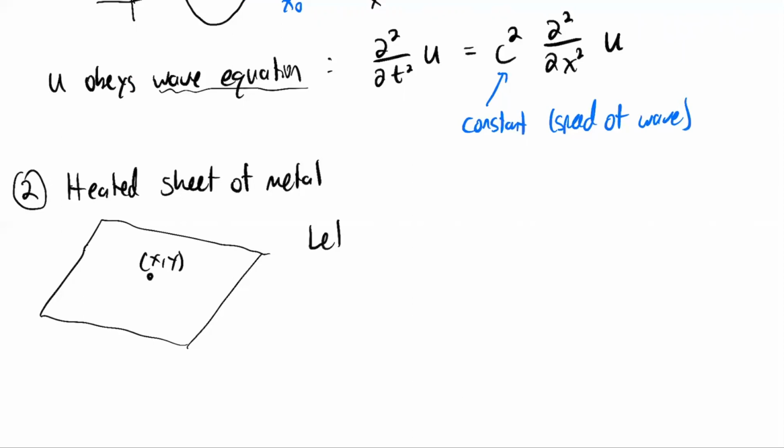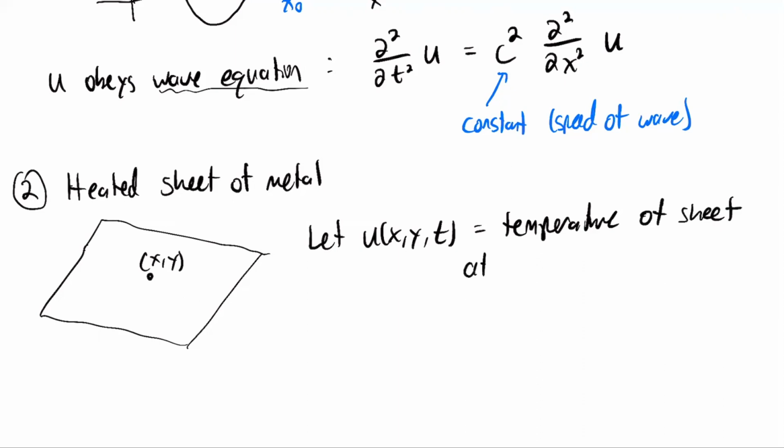And so let me define a function u of x, y, and also as a function of t. I'm going to let this function denote the temperature of the sheet at point x comma y and time t. So if you fix a particular time t, and then you go to a point x comma y on the sheet, this function tells you the temperature. So we're imagining there's some heat source, and as time evolves, the heat is going to spread out through the plate in some way.